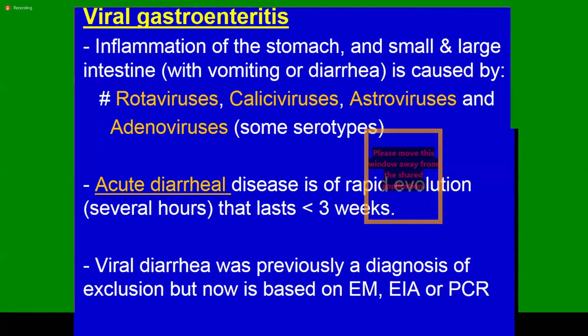Viral diarrhea was previously a diagnosis of exclusion. يعني احنا كيف نعرف هذه؟ نعمل exclusion للبكتيريا للباراسايت. Nowadays we have some diagnostic tools: enzyme immunoassay, EIA, and PCR, polymerase chain reaction. These tools are very powerful in the diagnosis of viral gastroenteritis.